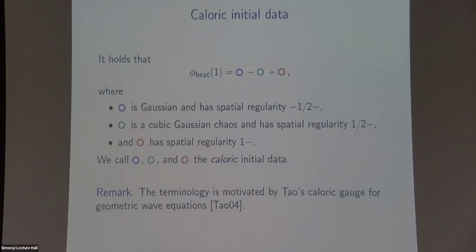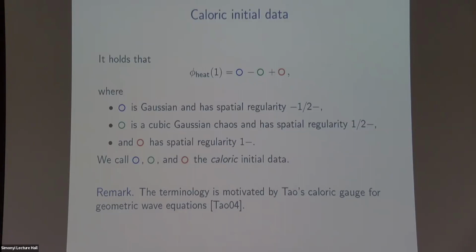So, having done this change of coordinates, we now want to understand what phi heat of 1 is, because that will be our new initial data. Here I will use these dots that may look funny, and I'll explain where they come from in a second. Now I just want to explain what they are.